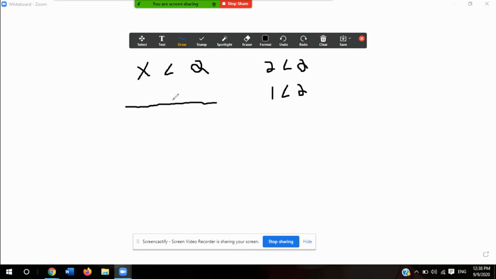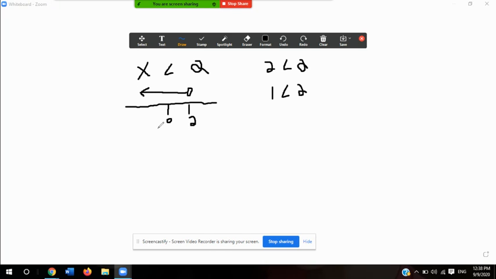So my graph is going to be any number smaller than 2 without including the 2. So if this is my 0, then this is 1 and this is 2. My graph would start here, and the ray would move to the left infinitely without including the 2. That's pretty much what your graph would look like. So this is example 1a.